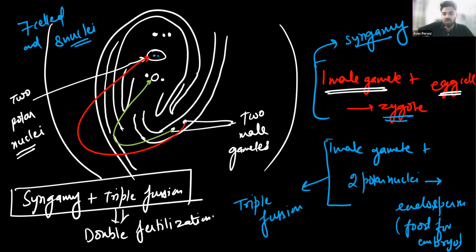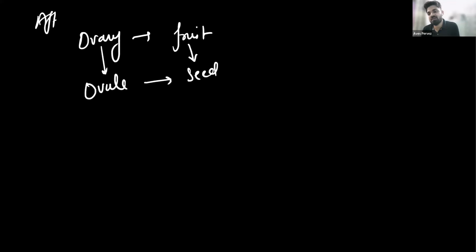Done, sir. So after fertilization, the ovary changes into fruit and the ovule that is present changes into seed, because inside the ovary is the ovule, so inside the fruit is the seed. Okay, it is being asked. So this is after fertilization.